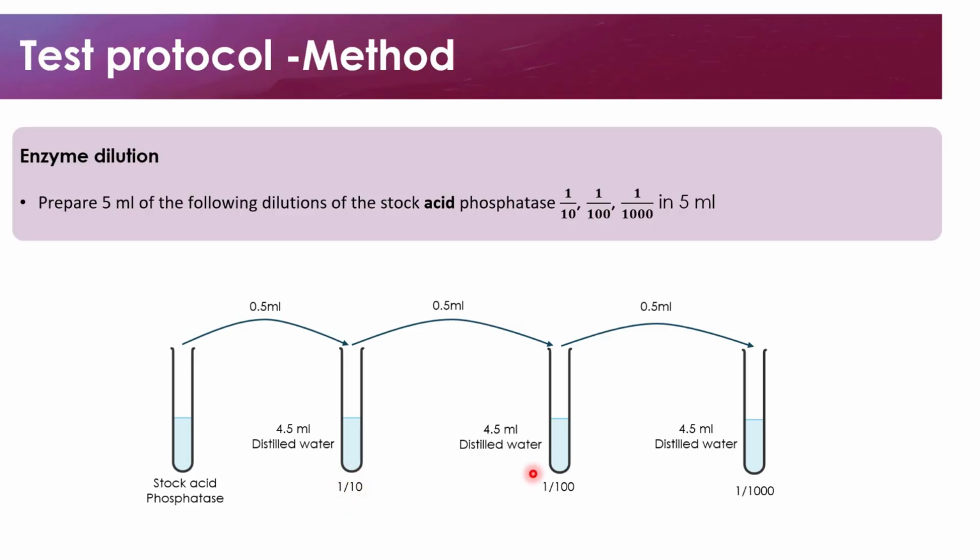For the 1 in 100 dilution, we pick from the 1 in 10 dilution 0.5 mL and add to a different test tube containing 4.5 mL of distilled water. And to prepare our 1 in 1000 dilution, we pick from our 1 in 100 dilution 0.5 mL and add to a test tube containing 4.5 mL of distilled water.